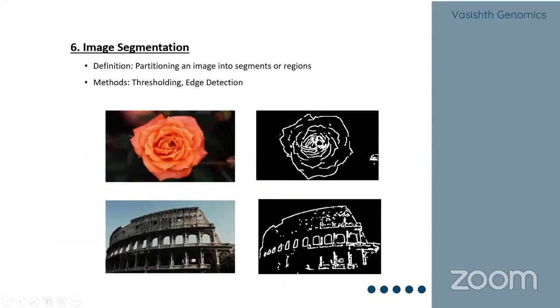So image segmentation, this is the image segmentation actually. Partitioning an image into segments or regions. Methods include thresholding, edge direction, etc. So here this is the grayscale, as well as this one, segmentation. Even here also. You can tell that this is the grayscale, but this is segmentation. You can understand the difference between segmentation and grayscale.